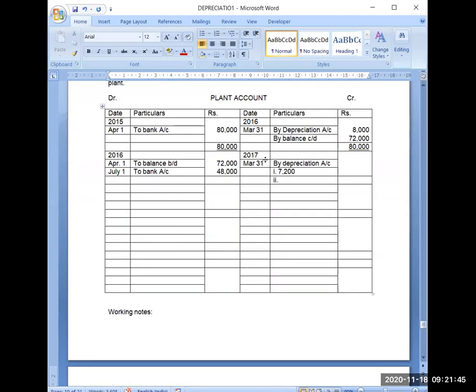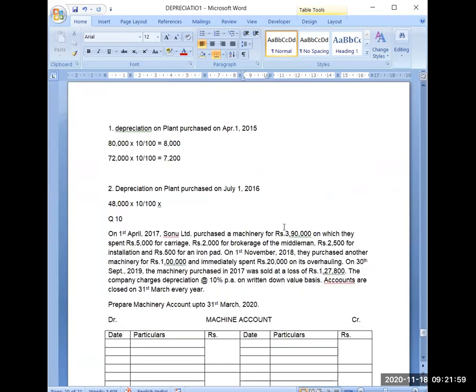from July 1st to 31st March, that's why we have used this plant only for 9 months. July, August, September, October, November, December, January, February, and March. So the time period will be 9 months. So we will calculate depreciation for 9 months only in the first year. So it will be 4,800 multiplied by 3 upon 4, and it will be 3,600.